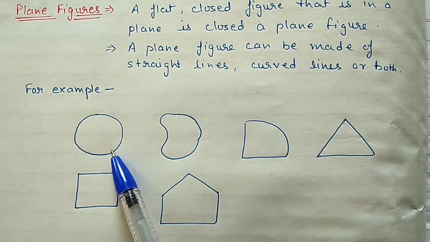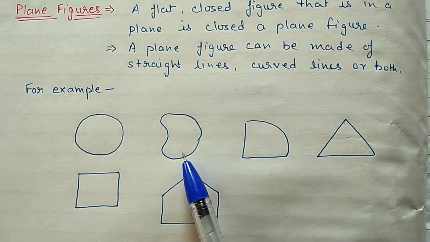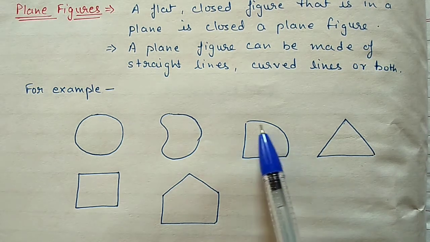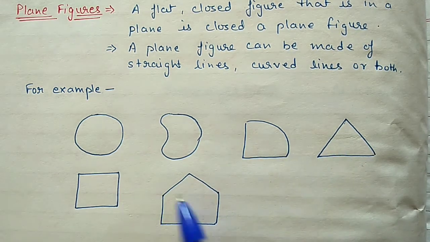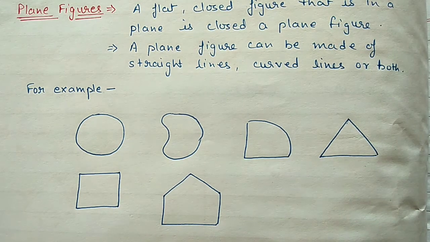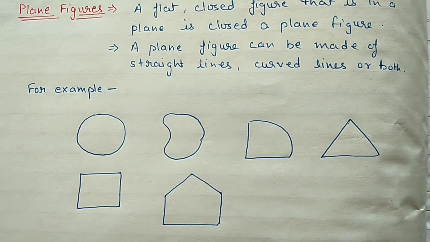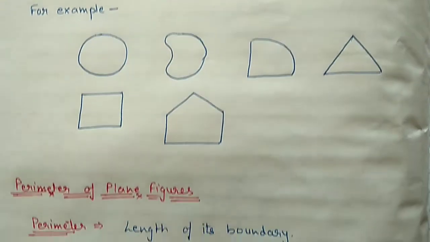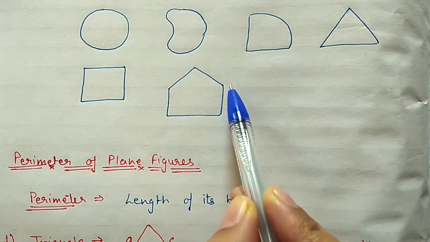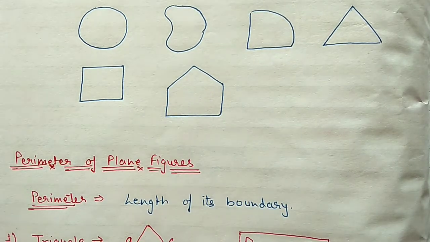For example, here I have used only the curved line, here also a curved line. In this I have used a straight line and a curved line also, and these are made with straight lines. So first you will learn how to find the perimeter of these types of plane figures. Perimeter means the length of the boundary. Only this boundary length we have to measure.